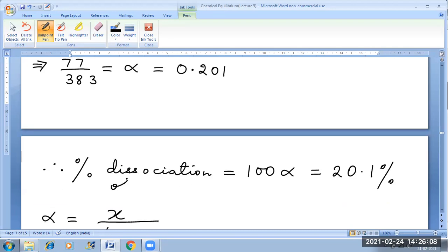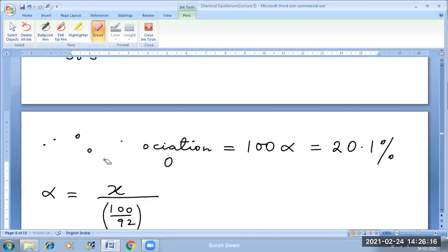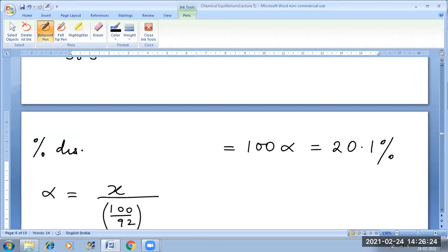So percentage dissociation of N2O4 has been found out. Percentage. So this is the final answer for percentage dissociation.